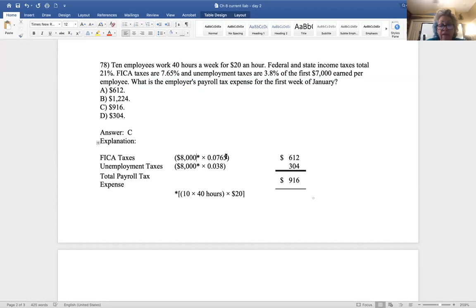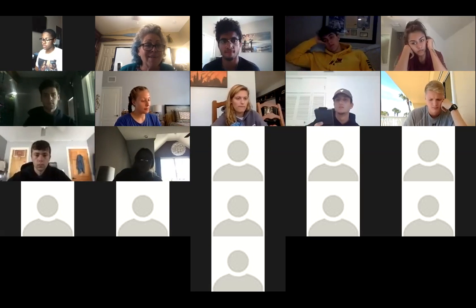So I multiply the 8,000 by the 7.65%, and then multiply the 8,000 by the 3.5% of unemployment, so that we know our payroll tax expense is the sum of the two, because as we have already said a couple of times, payroll tax expense is the employer's FICA match and federal and state unemployment. Okay? All right, I'm going to stop sharing and come back to y'all.